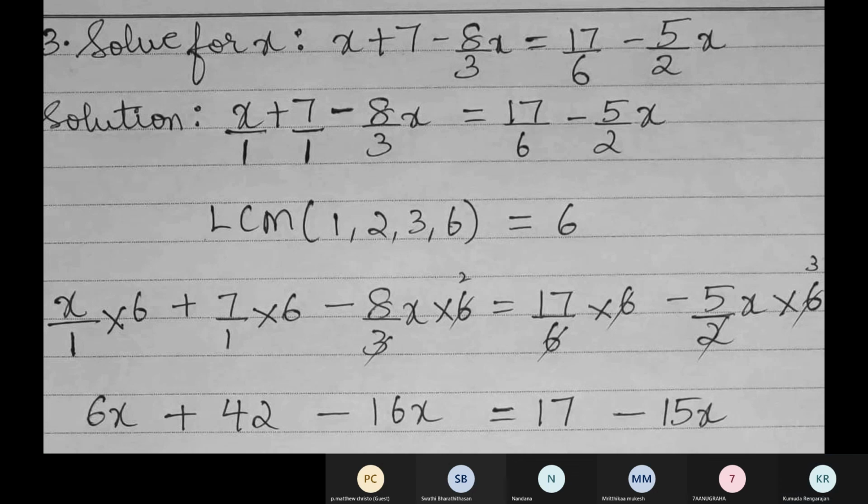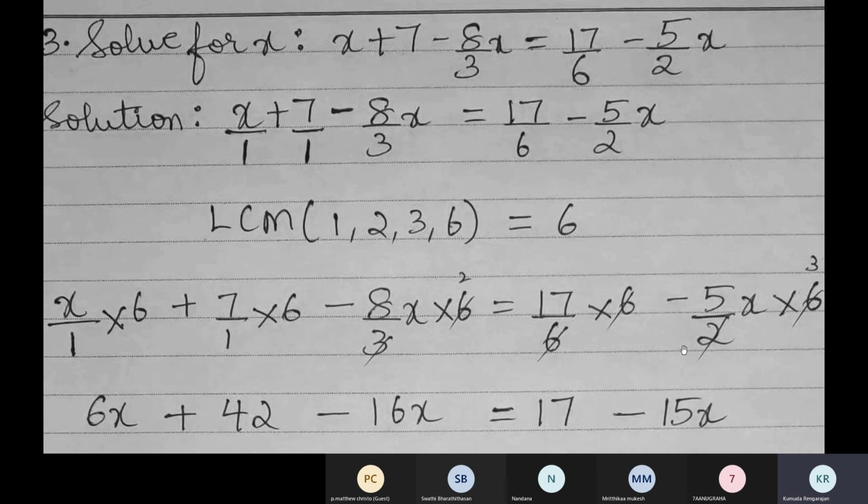15 will be moved to the LHS, ma'am. It will become plus 15x. Now tell me, what are the terms in the LHS after transposing? 6x minus 16x plus 15x, ma'am. Plus 15x. Very good. Is equal to what do you have in the RHS after transposing? 17 minus 42. Very good, Nandana. Very good.